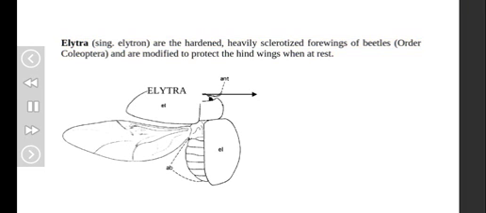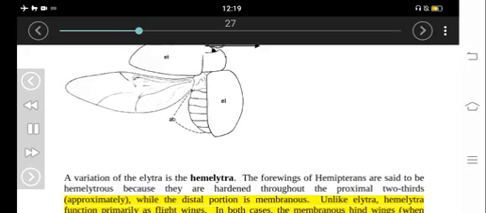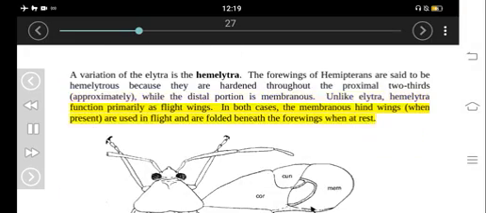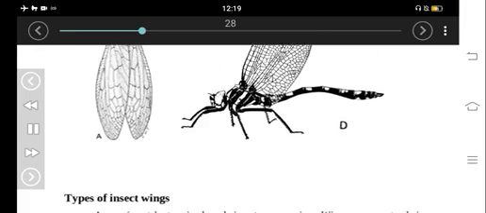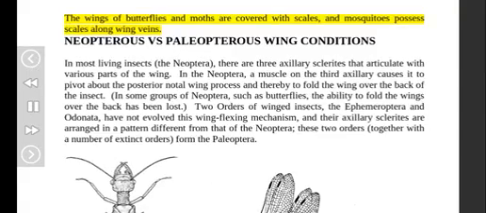A variation of the elytra is the hemelytra. The forewings of hemipterans are said to be hemelytrous because they are hardened throughout the proximal 2/3, approximately, while the distal portion is membranous. Unlike elytra, hemelytra function primarily as flight wings. In both cases, the membranous hind wings, when present, are used in flight and are folded beneath the forewings when at rest. The wings of butterflies and moths are covered with scales, and mosquitoes possess scales along wing veins.